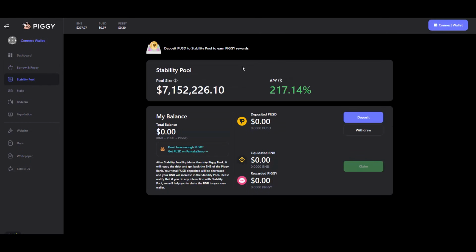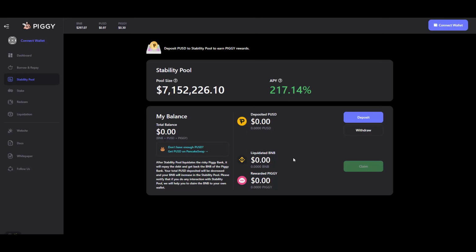And then there is also the stability pool, which is very, very nice, because after the stability pool liquidates the risky Piggy bank, it will repay the debt and get back the BNB of the Piggy bank. Your total PUSD deposited will be decreased and your BNB will increase in the stability pool. Please note that if you do any interaction with the stability pool, we will help you to claim the BNB to your own wallet. So as you can see, guys, what you are basically getting here, okay? You deposit your PUSD. In any case this liquidates, you get BNB, right? And on top of that, you are also receiving the rewards in Piggy itself.